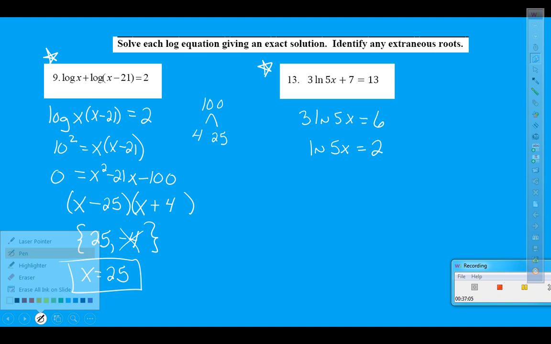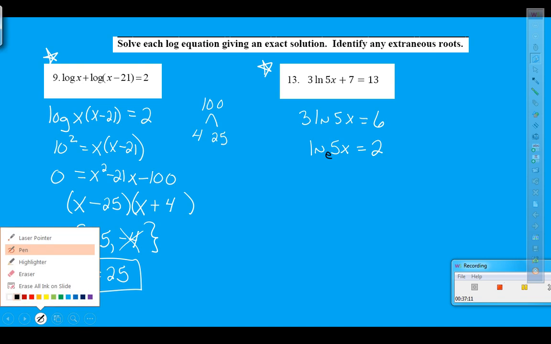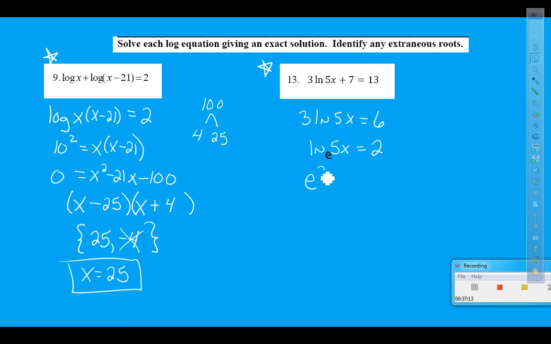Now remember, guys, the base here is e. So now this becomes e squared equals 5x. Well, x must be e squared over 5. So there's the exact value of that.